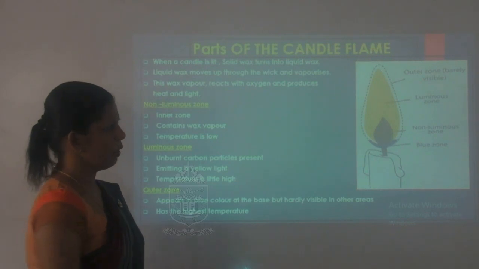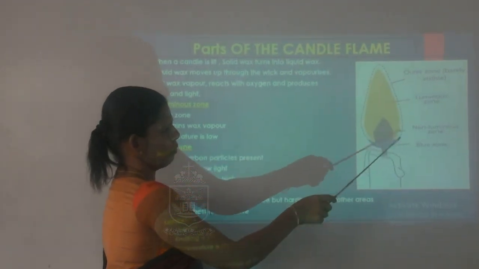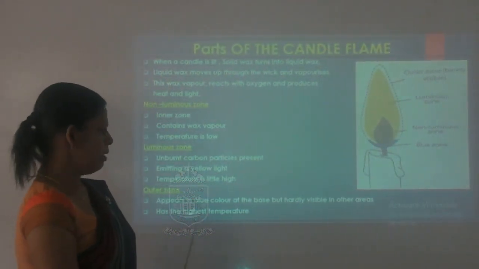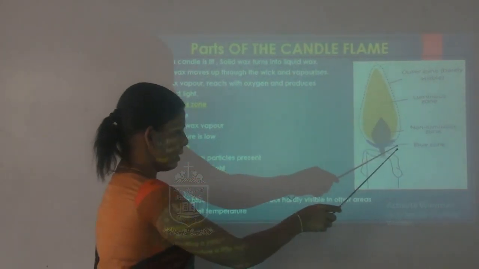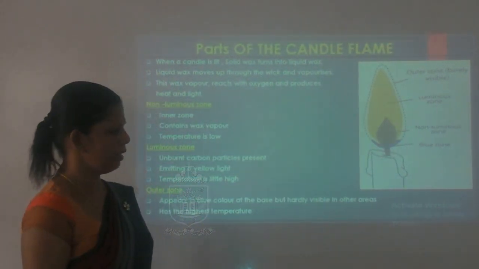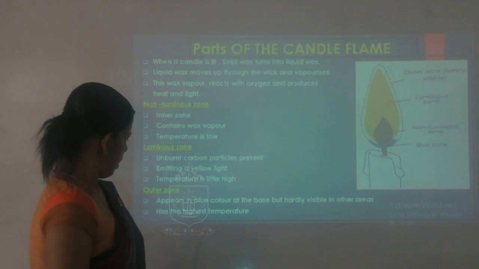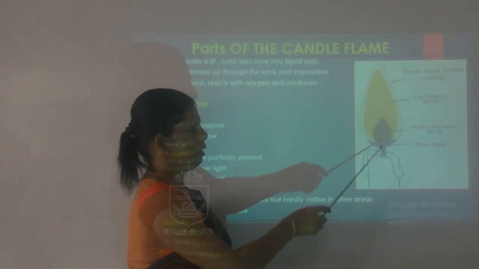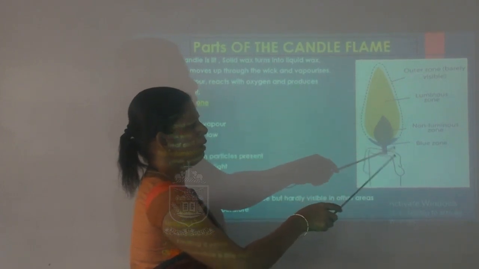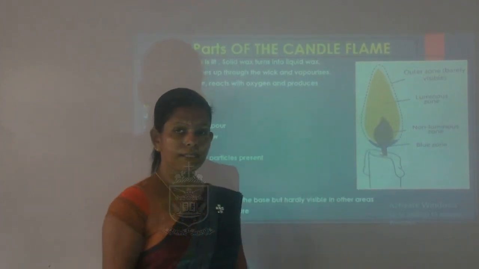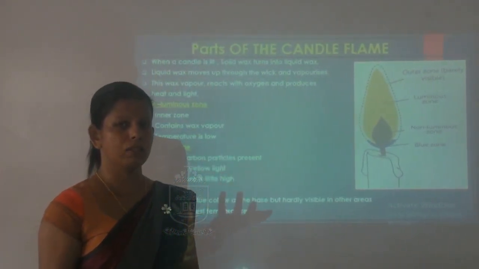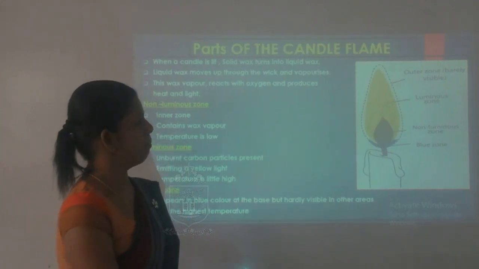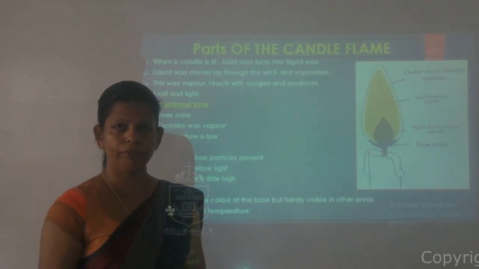Now the outer zone: the base part is the blue zone, appearing blue in color at the base, hardly visible in other areas, and it has the highest temperature. In this outer zone, the temperature is higher than in other zones. Those are the parts of the candle flame.